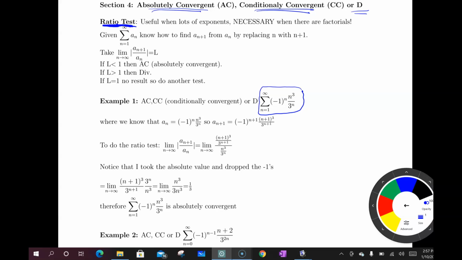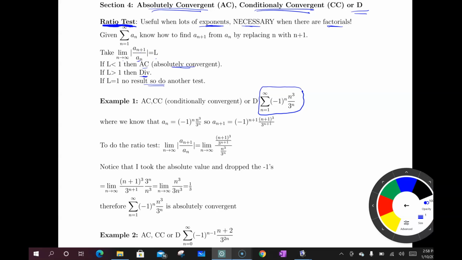So this ratio test is useful when there's lots of exponents, and it's really necessary when there's factorials in my initial sum. So how do we do it? Given this sum, I'm going to take the limit of the ratio of the n plus first term over the nth term. When I do that limit and take the absolute value of that limit, I get a number L. If that number L is less than 1, then I have the conclusion absolutely convergent. If I have a number bigger than 1, then I get the conclusion divergent, and if it equals 1, do another test.